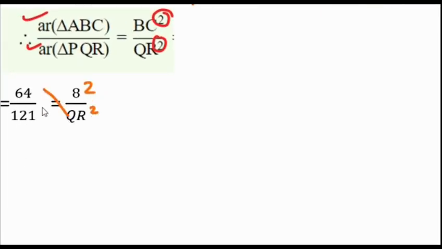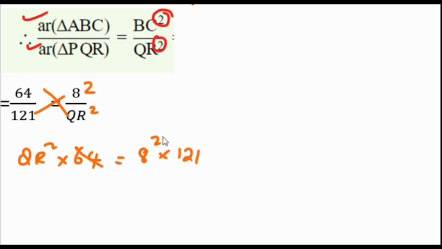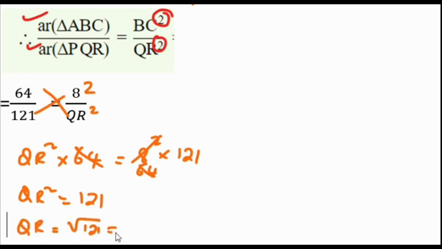So we have to do the cross multiplication here, students. QR square into 64 is equal to 8 square into 121. 8 square is nothing but 64. I'm cancelling 64 on either side. QR square is equal to 121. QR will be root 121, which is 11 centimeters.